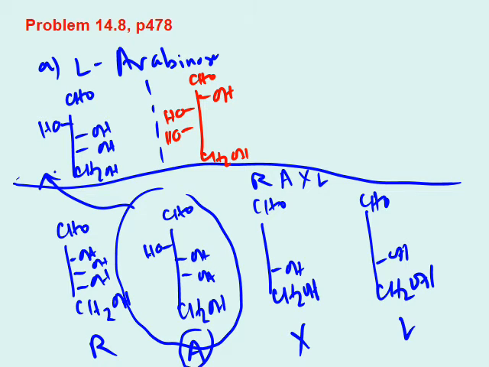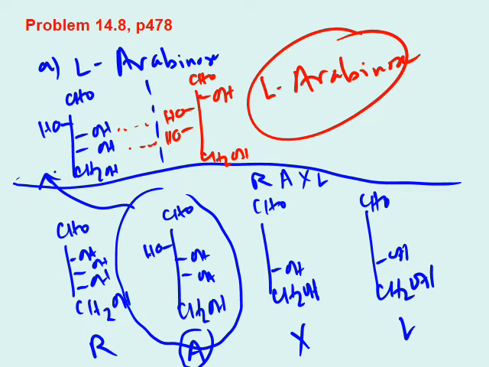So you can see here, this OH will be reflected here, this OH will be reflected here, so everything is all right. Now this is L-arabinose. That's what they're asking in this question. So this is my answer. Now why did I do all this work? Because I didn't want to memorize my configurations.